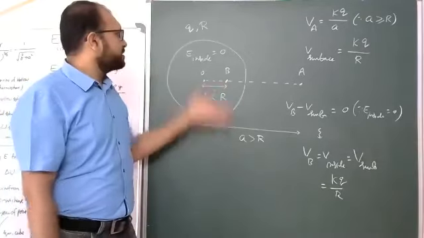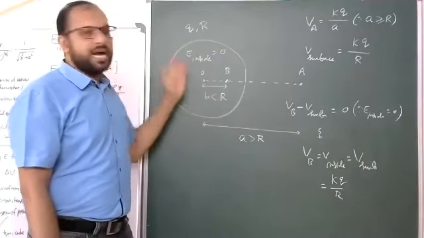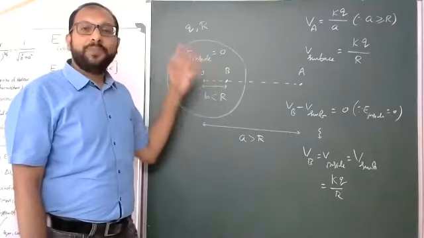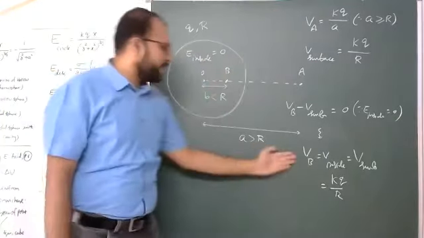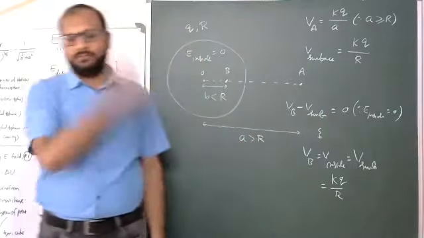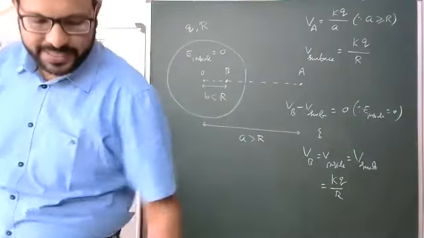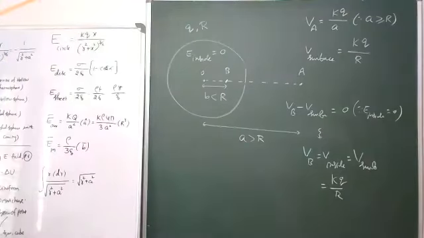So now students, for the uniformly charged hollow sphere, outside potential is completed, inside potential also completed. First complete that. Now one last small topic is left. Come on, fast, take that.